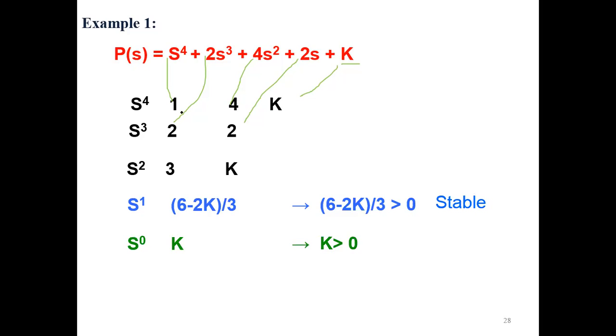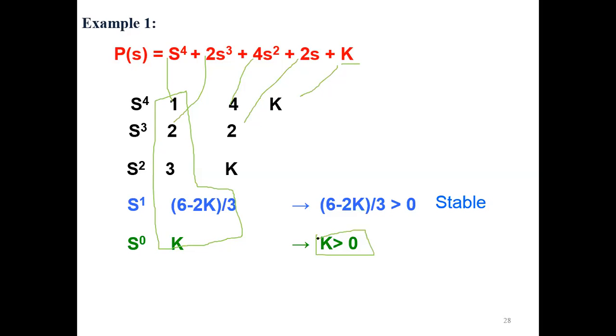So if we want to make the system stable, we have the condition that all the first column has no sign change. So all these terms should be positive, because the first three terms are positive. So (6 minus 2k) divided by 3 should be greater than 0. Also k should be greater than 0. So one range is telling that k should be greater than 0.